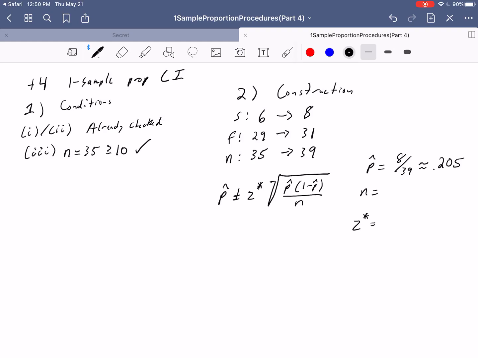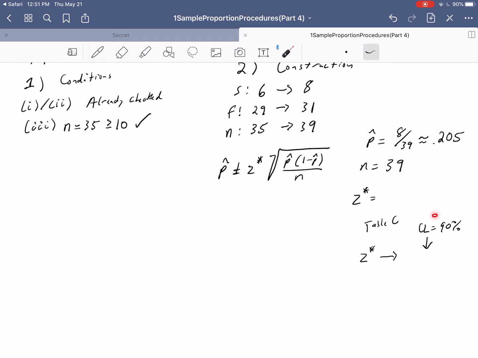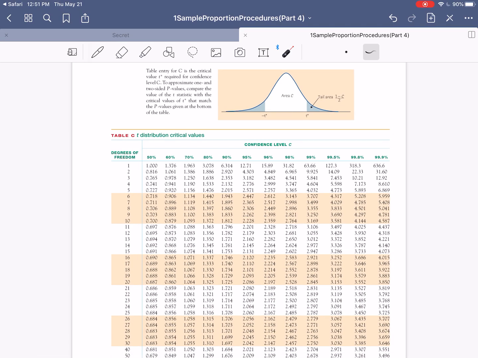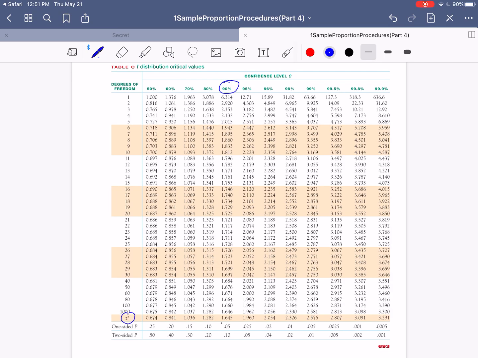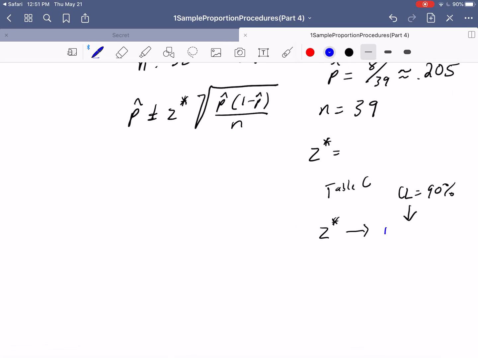So about 20.5% there. Our sample size was 39, and our Z star, we can look that up on table C. We'll have to intersect that with our confidence level, which was supposed to be 90% in this case. So we will get a slightly different Z star than the previous examples we've been doing, because our confidence level is only going to be 90% here. If we zoom out, we're using 90% confidence right there, and Z star is at the bottom. So the intersection there is going to be 1.645. So our Z star is 1.645, and we'll record that right there.